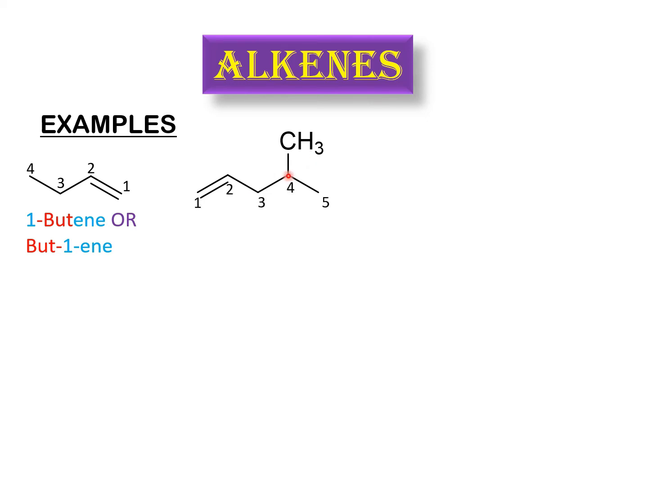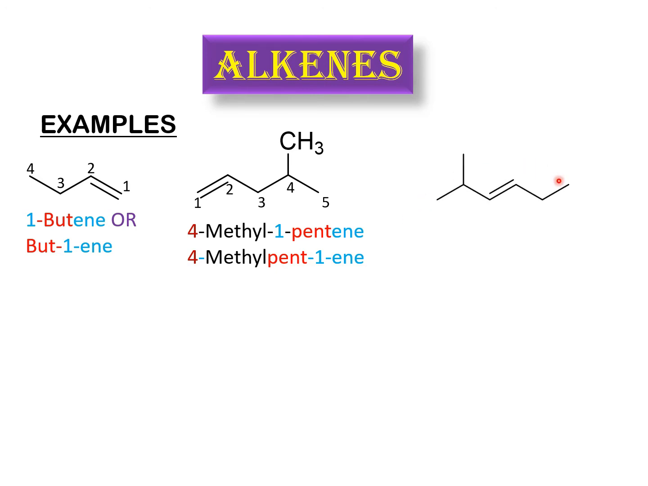So while writing the name, you have to first mention the position of substituents and the name of the substituent. So it's a 4-methyl 1-pentene, because we have 5 carbons, so it's a pentene. Or you can write it in this form, 4-methyl pent 1-ene.